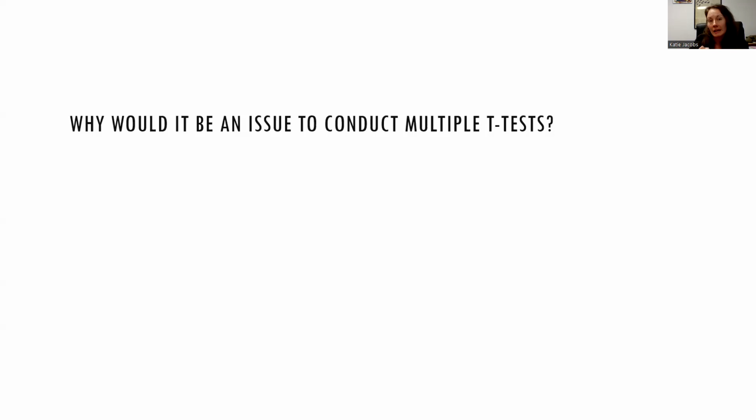Okay, so anytime that we conduct another analysis, we actually increase the chances of making a type 1 error. Okay, and if we remember back to our probability unit, we saw how when you added things to it, like if we're doing different combinations of numbers for the lottery, that it could go up.